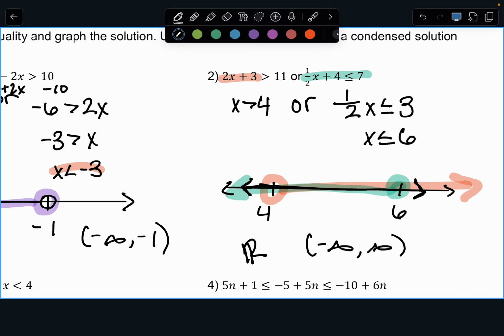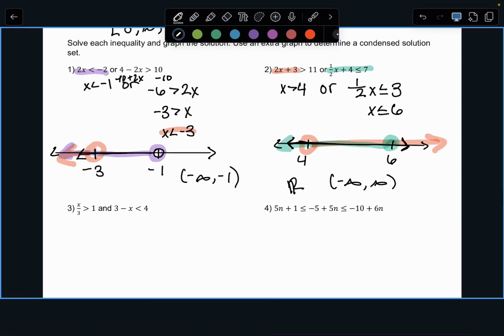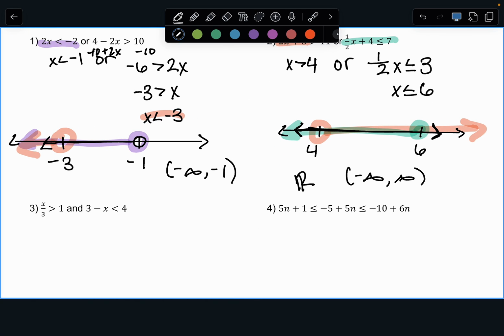Any other questions for that one? Okay. Start working on the last two with the people around you, and then we'll reconvene and make sure we're all on the same page.